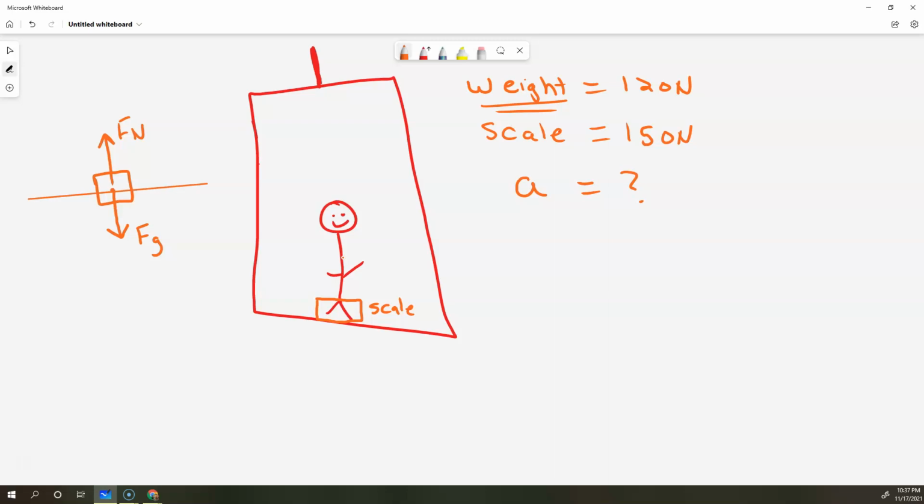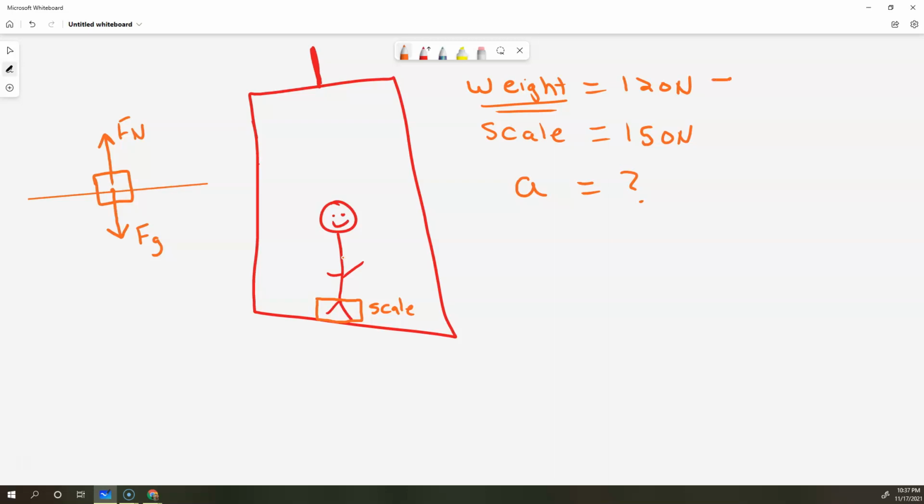So the normal force is pointing up in this scenario. What is the normal force really? The normal force is really just the scale. The scale is providing the normal force. So it's really the force of the scale.